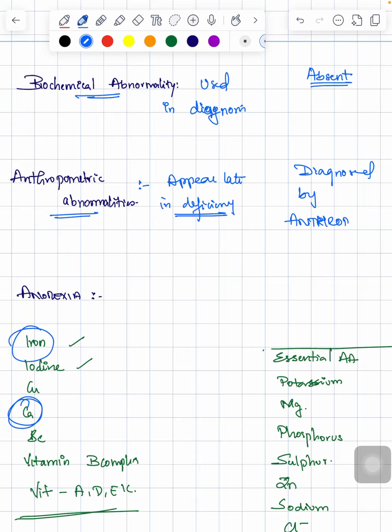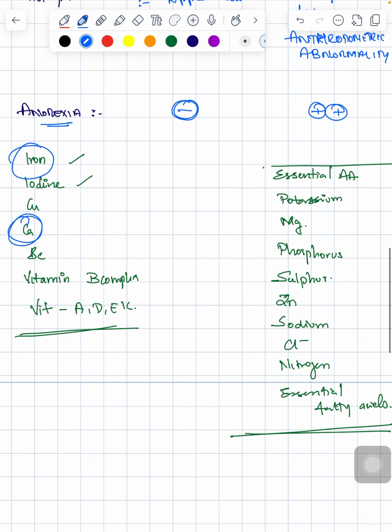The examples of type 1 nutrients, as I already told, are iron, iodine, copper, calcium, selenium, B complex vitamins and vitamins A, D, E, K. While your type 2 nutrients are essential amino acids, potassium, magnesium, phosphorus, sulfur, zinc, sodium, chloride, nitrogen and essential fatty acids. This is a very short topic for easy understanding of type 1 and type 2 nutrients. These are functional nutrients and these are growth nutrients, right? It's a very important short note, and very useful for clinical practice also.